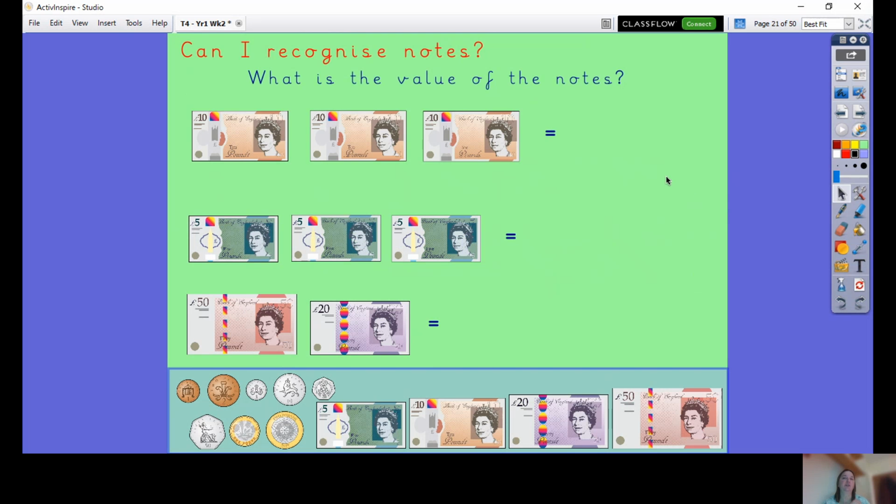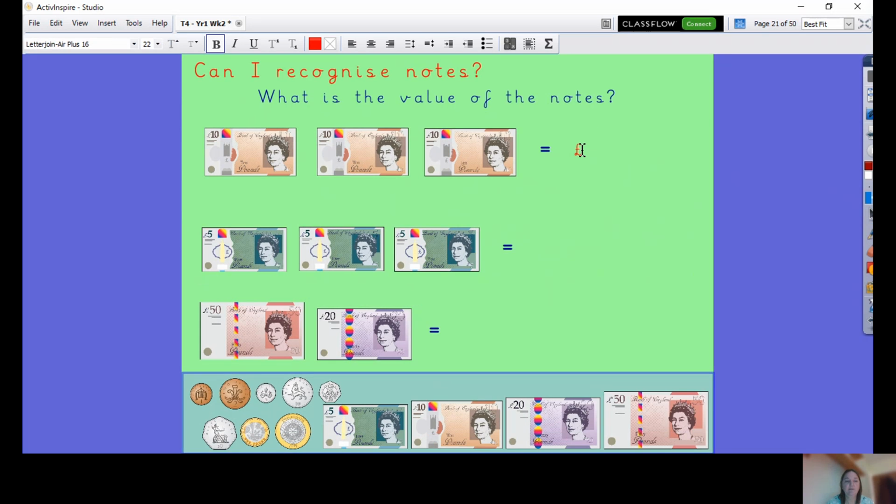Okay, so we're going to work out the values of the notes. This is really helpful because some of them we can count in our tens. We've been counting in tens, practicing that. So how much is this? This is 10, 20, 30 pounds. So I'm going to do the pound sign and 30, or I could write the words 30 pounds like that.